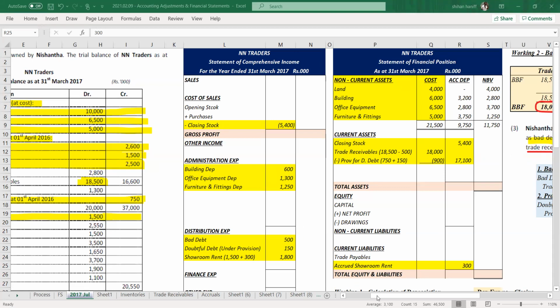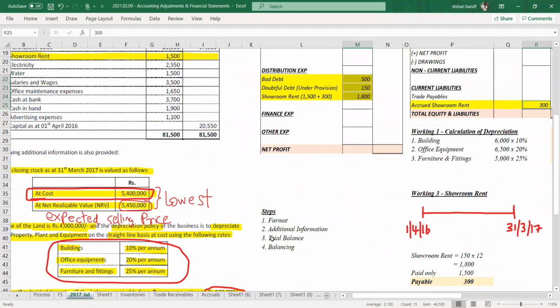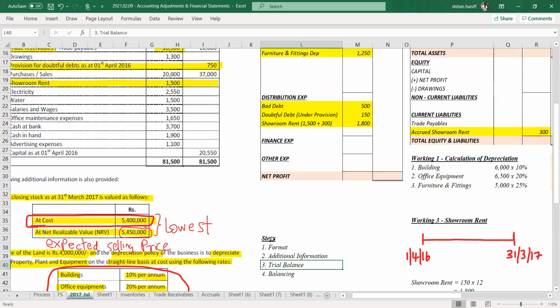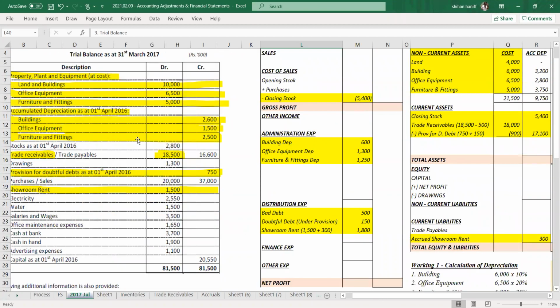Now the third step. Initially I have given the steps. Format is done, additional information is done. Now the third step, remaining values from the trial balance. What are the remaining values? We have stock.